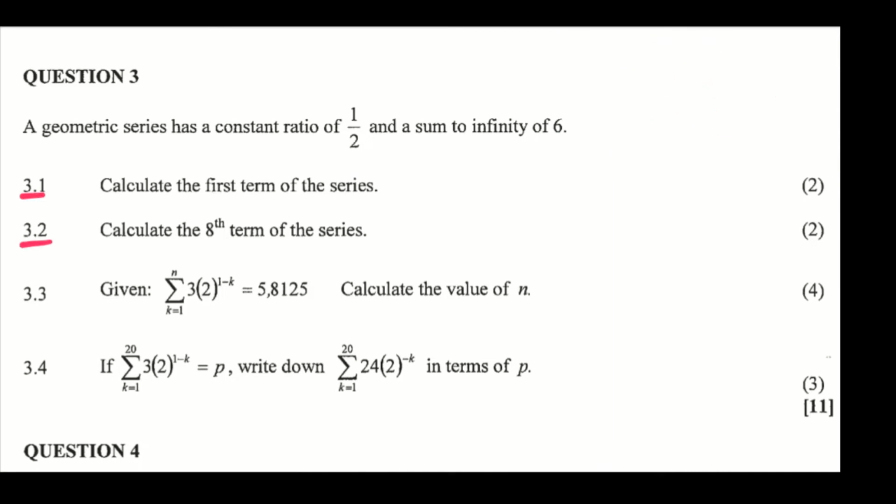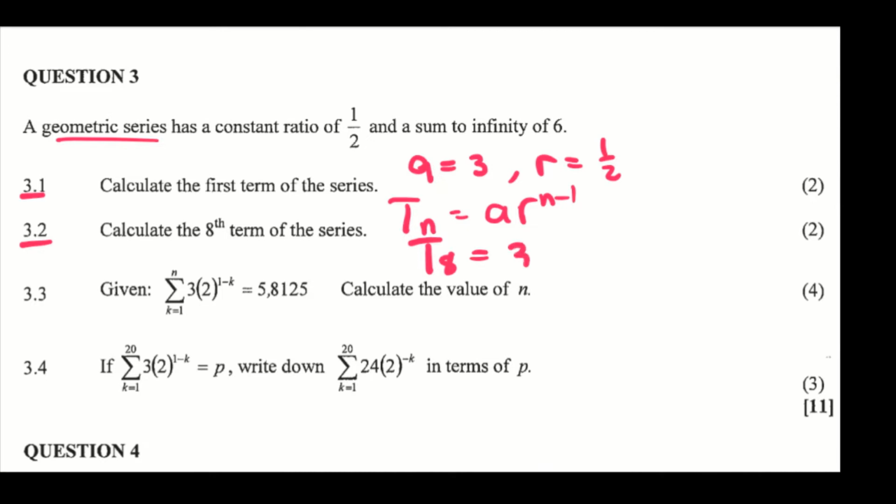Okay, so now 3.2, we are asked to calculate the 8th term of this series, right? So now we know that a is equal to 3, we know that r is equal to 1/2. To calculate the 8th term, we know that the general term of a geometric series is Tn equals a r to the power n minus 1. So T of 8 is equal to our a value, which is 3, times our r, which is 1/2, to the power of 8 minus 1, right? So what you need to find is 3/128. So this is the final answer.